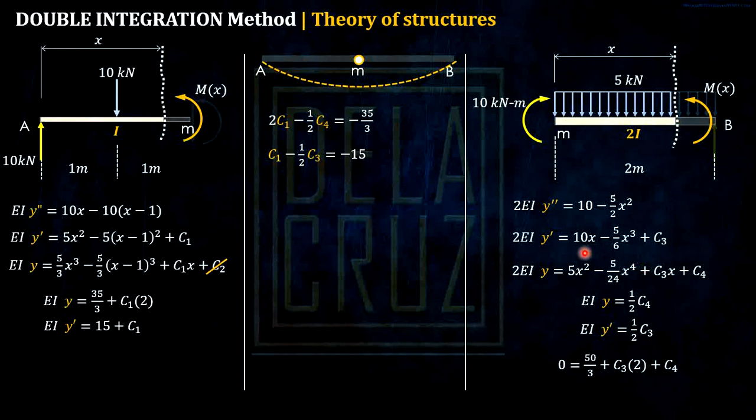So, the whole term nito will be 50/3. That will be C3 times 2, plus C4. Hindi na natin i-divide ng 2 because this whole thing here can be cancelled out naman. Magiging 0 na to because the deflection is 0 nga. So this is our last equation, and rearranging it, ito yung magiging itsura. As you can see, we have 3 equations and 3 unknowns. That will be equation 1, 2, and 3.